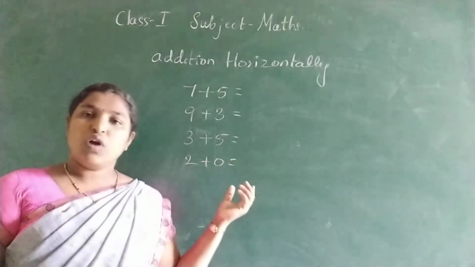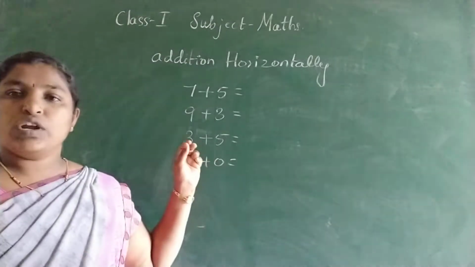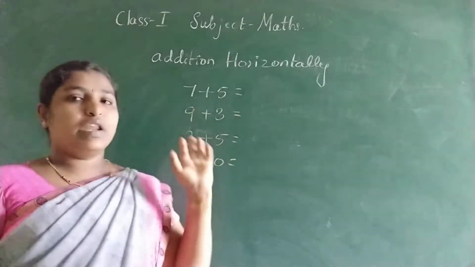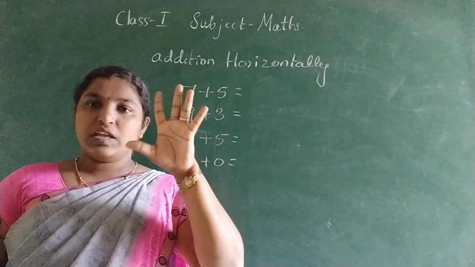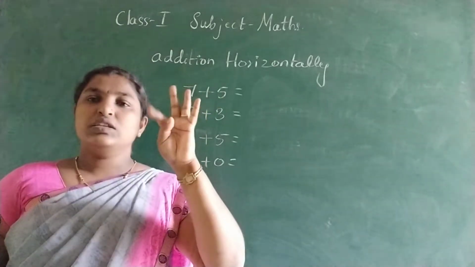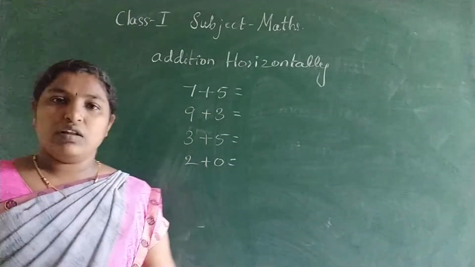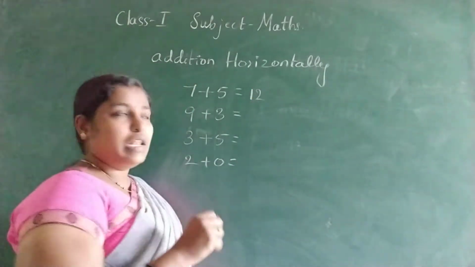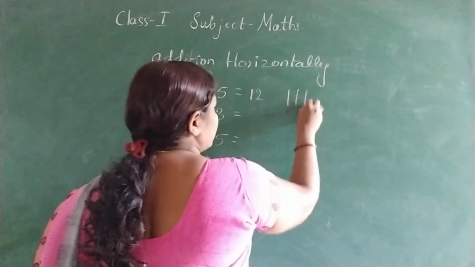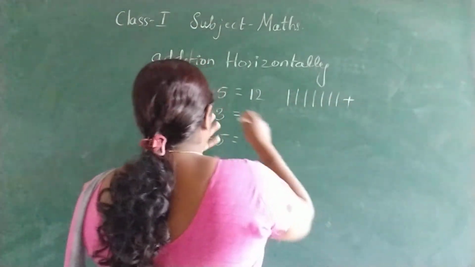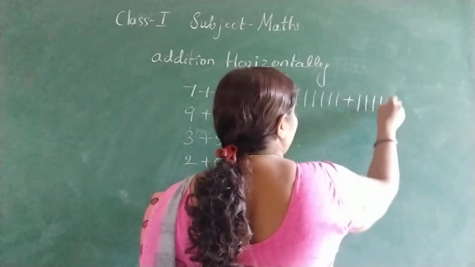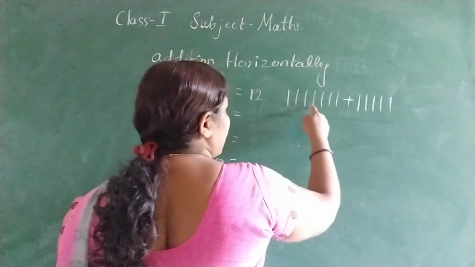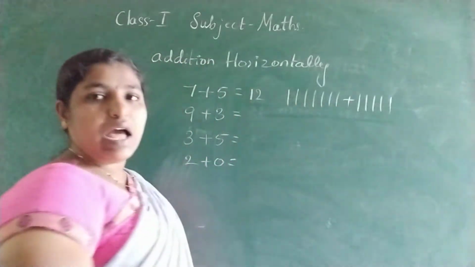How to do it? I told you already that to do addition, you should keep the big number in your mind and the small number in your hand. Okay, 7 plus 5: 7, 8, 9, 10, 11, 12. So the answer is 12. One more method is to draw lines. First 7 lines, 1, 2, 3, 4, 5, 6, 7, plus 5 lines, 1, 2, 3, 4, 5. Counting all the lines, 1, 2, 3, 4, 5, 6, 7, 8, 9, 10, 11, 12. So 12 is the answer.